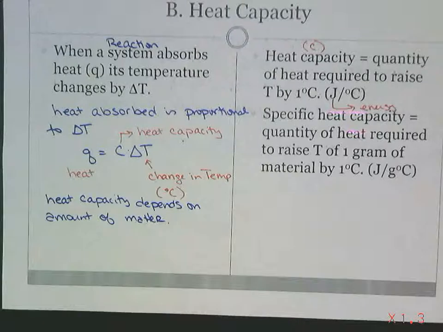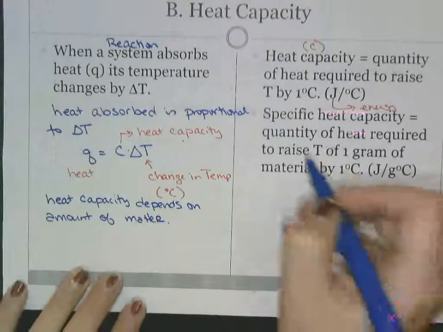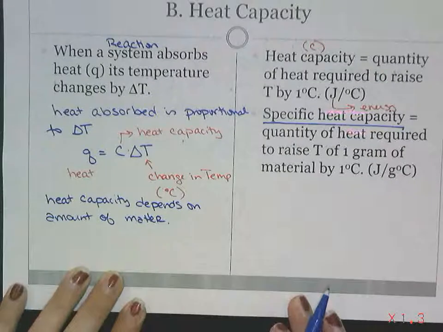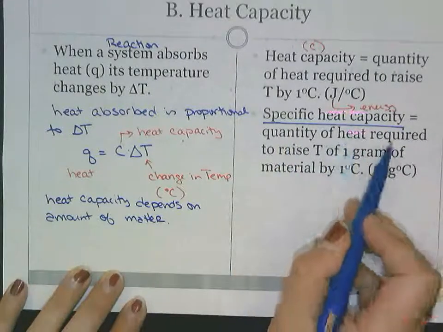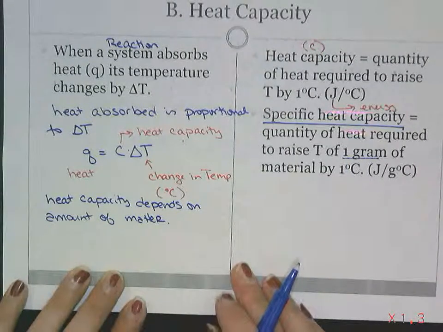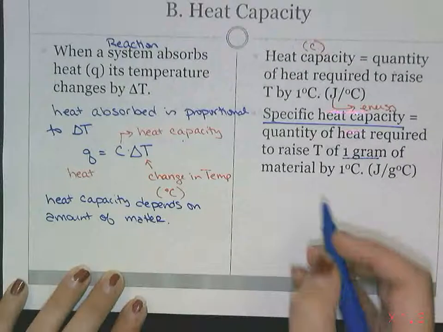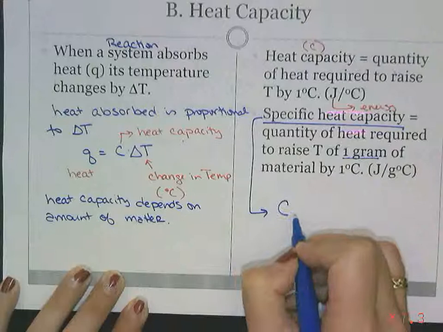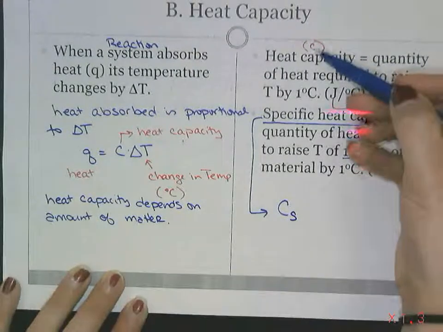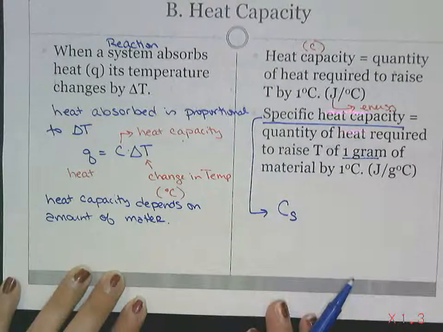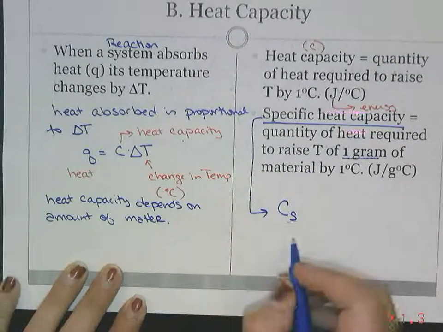We can get around that by using this thing called the specific heat capacity. Specific heat capacity is the quantity of heat required to raise the temperature of 1 gram of material by 1 degree Celsius. Specific heat capacity is given the symbol C with a little s. So it's the same heat capacity, but now the little s tells you it's the specific heat capacity. So its equation, all right, so this is the heat capacity equation.